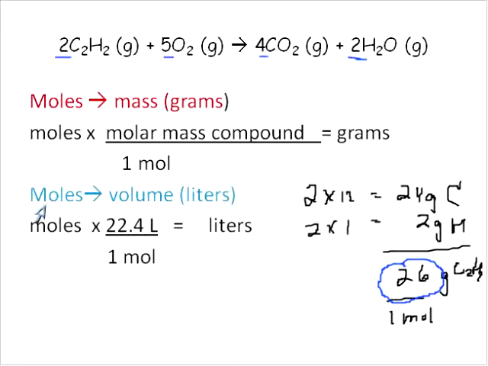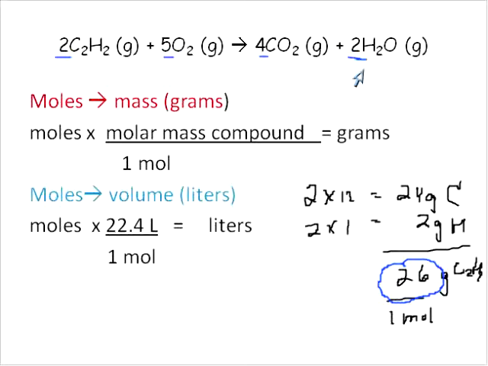Now we could also convert moles to volume if we're looking for liters. For volume, we know the molar volume: 1 mole of any gas is equal to 22.4 liters. So given these moles, we can also convert that to liters. Using the coefficient as moles, we can convert it to mass and figure out how many grams of each reactant we would need to produce so many grams of the product. Or we can use the moles to determine the volume, how many liters of each reactant we would need to produce so many liters of each product.